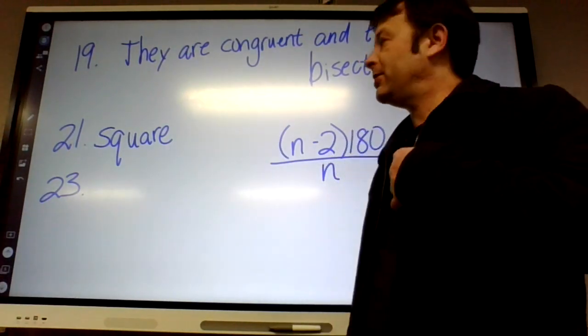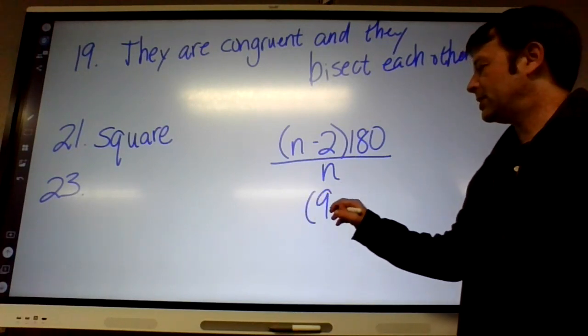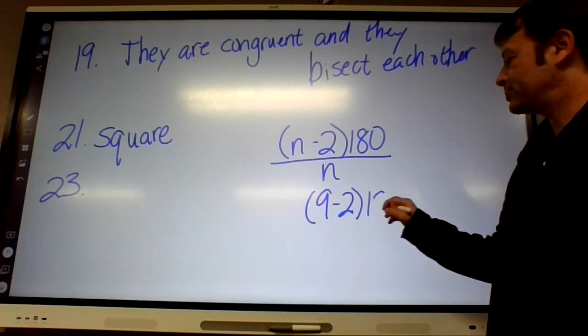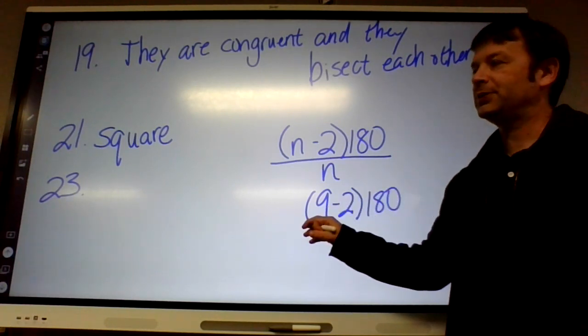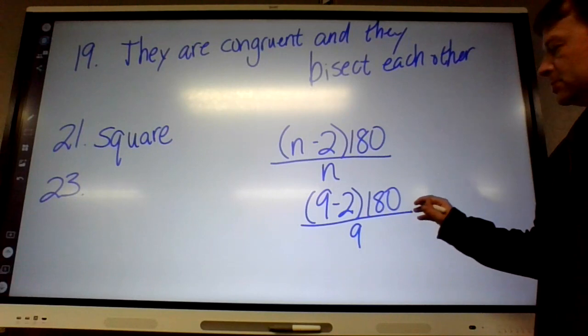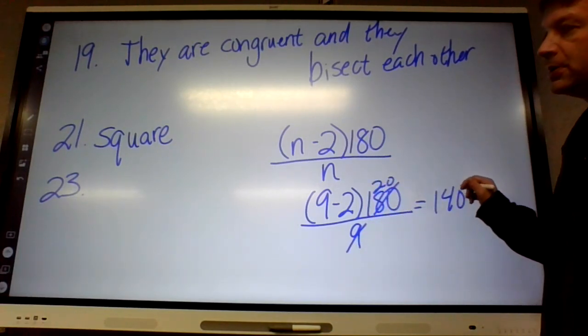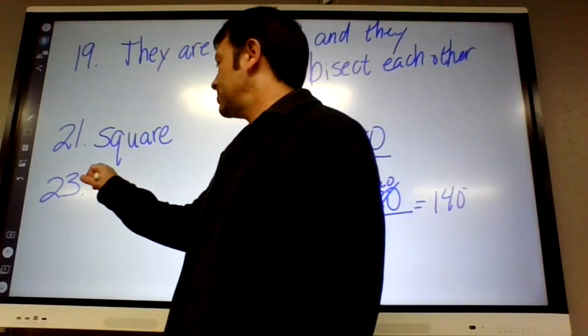On 23, it's a nonagon. How many sides does a nonagon have? 9. So you do 9 minus 2 times 180. That gives you all the angles together. And you divide that by the 9 angles. That's going to equal 140.